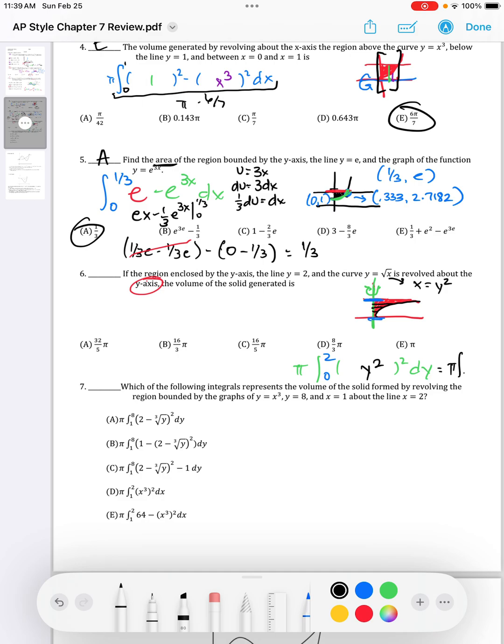So y to the 4th. So pi integral from 0 to 2 of y to the 4th dy. So the antiderivative of y to the 4th: add 1, and then divide by that new exponent, evaluating from 0 to 2. So this is going to give me 1/5, 2 to the 5th power minus 0. And then we're going to multiply the whole thing by pi at the end. So 2 to the 5th is 32, divided by 5 times pi, which is going to give me an answer of A.